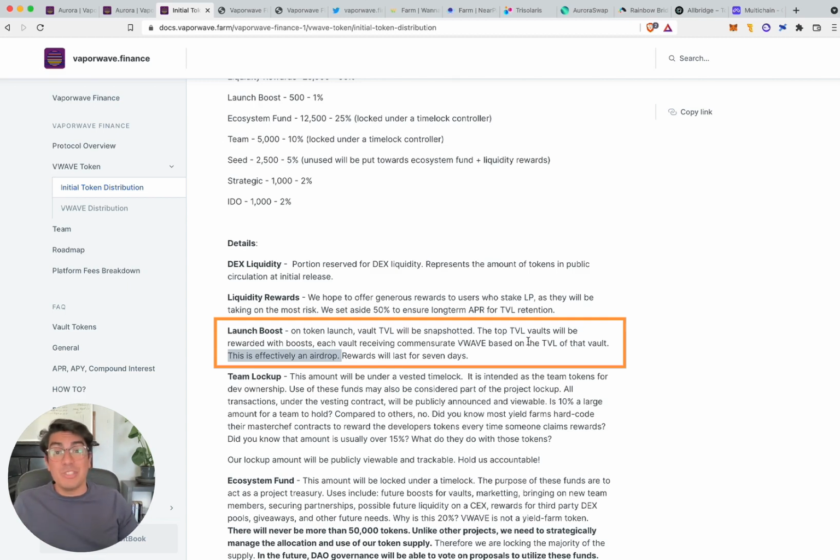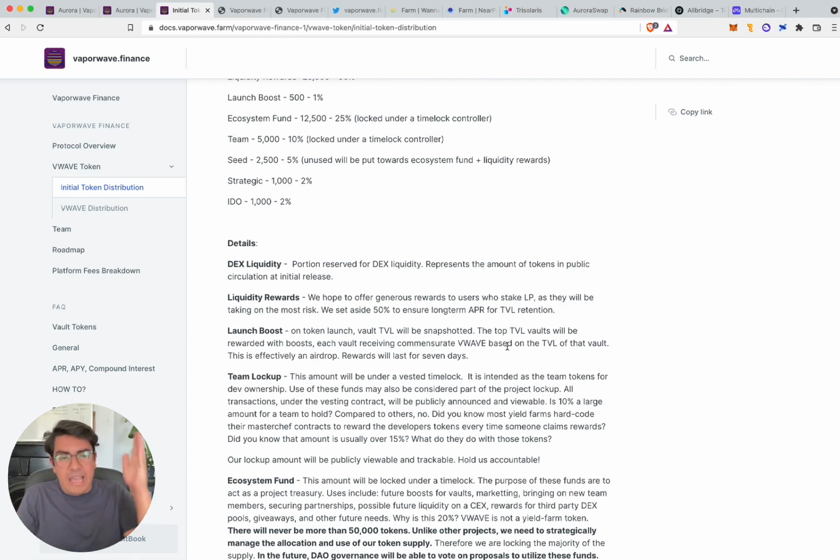Rewards will last for 7 days. Now, I'm not going to lie, it is actually not clear to me what exactly it is that they're trying to say. The description is not the best. I am not clear if it is a snapshot and then the distribution is to the people that were part of the vault up until then, or something like that.